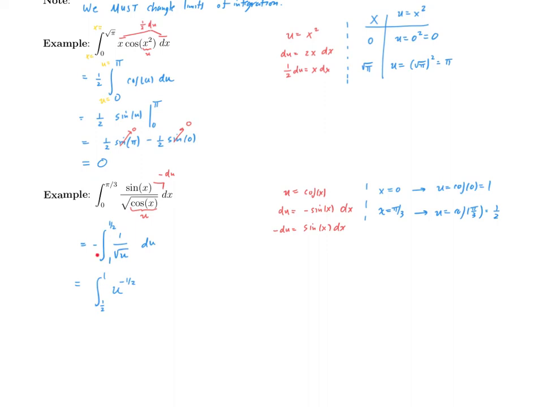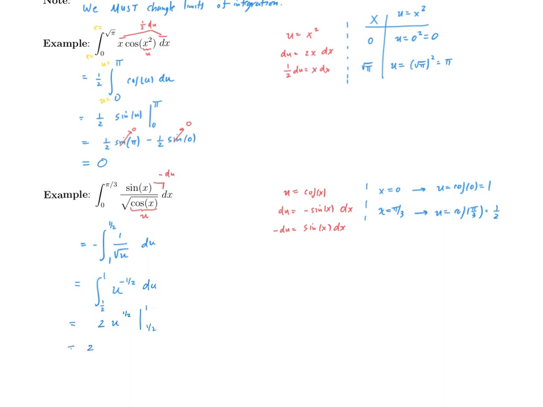Note, you do not have to switch the limits of integration. You can have a higher number on the bottom than on the top. I only do so because it's convenient to take care of that negative. Then we anti-differentiate. Minus 1/2 plus 1 is 1/2. So we have 1 over 1/2, which is 2, u to the 1/2, from 1 to 1/2.